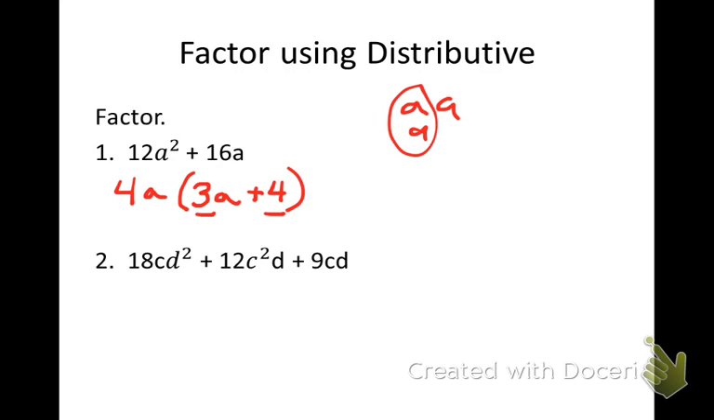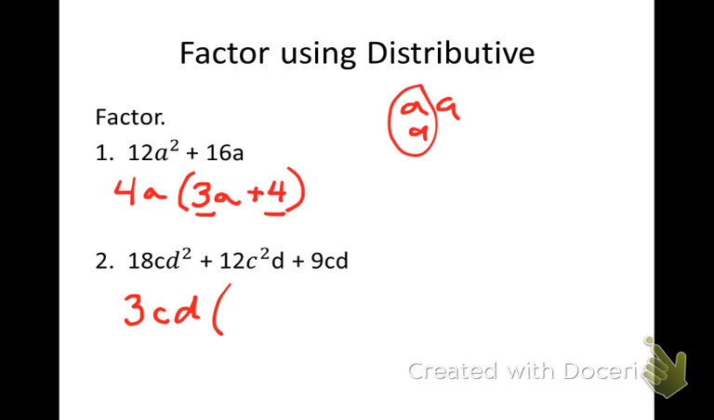So again, let's start with the numbers, 18, 12, and 9. What's a number that goes into those? And the biggest number would be 3. And look at our c's. We have a c to the second, and c, so the biggest thing in common is a c. We have a d to the second, a d, and a d, so they all have at least one d. So that is your greatest common factor here.